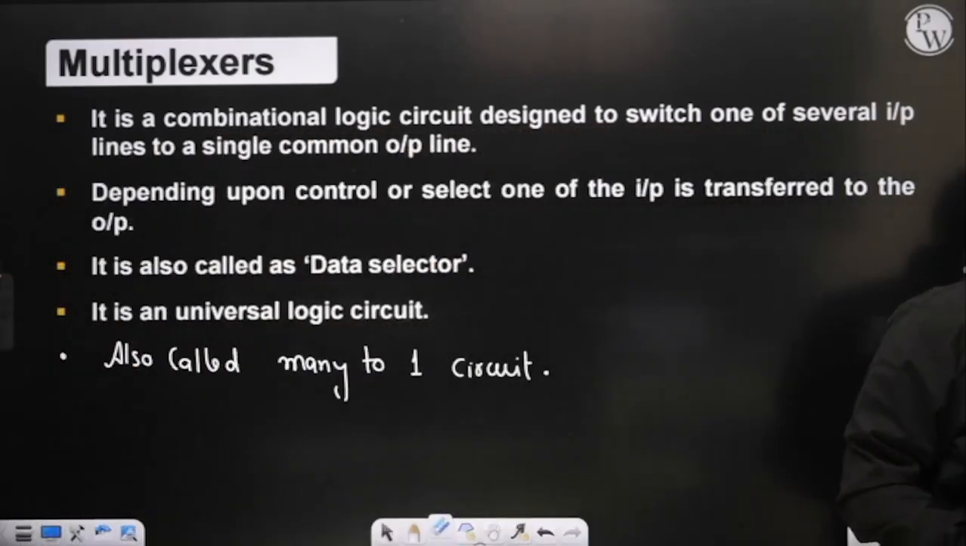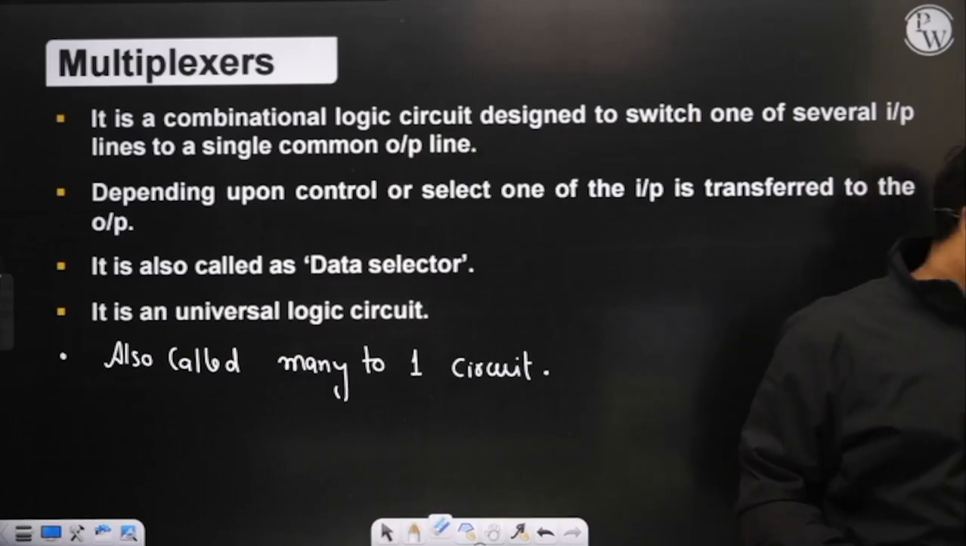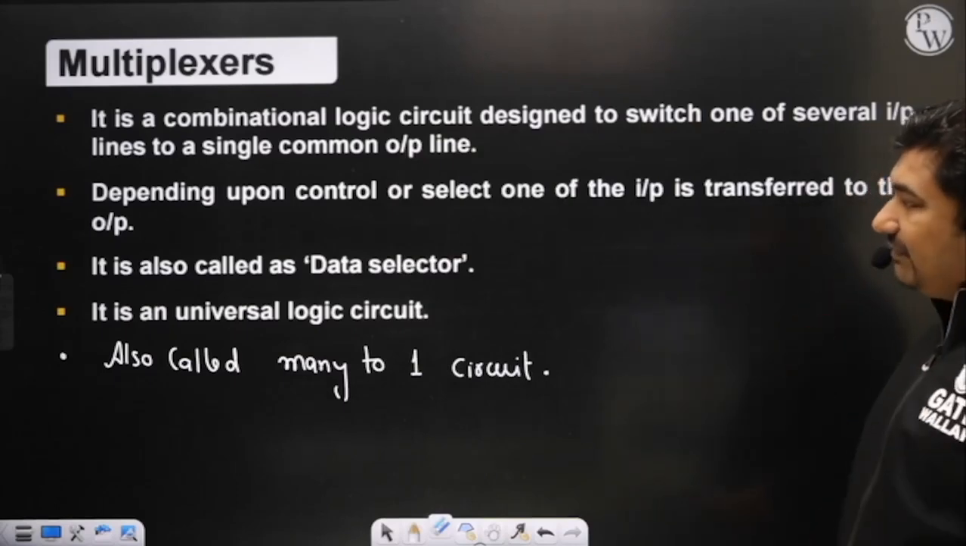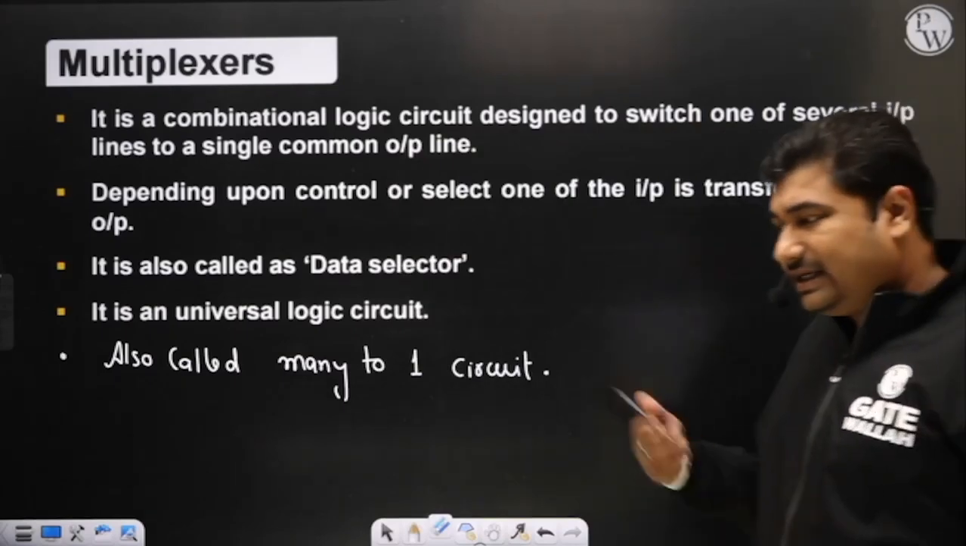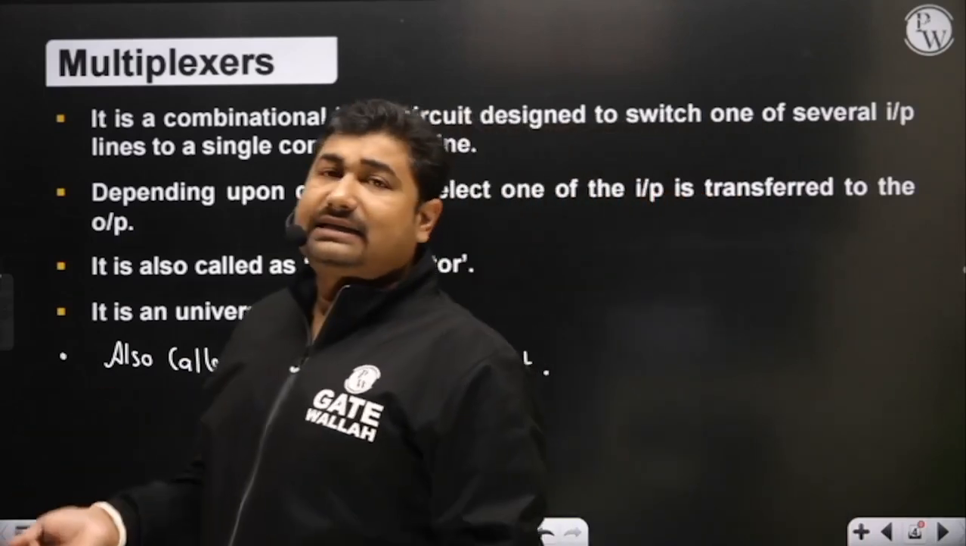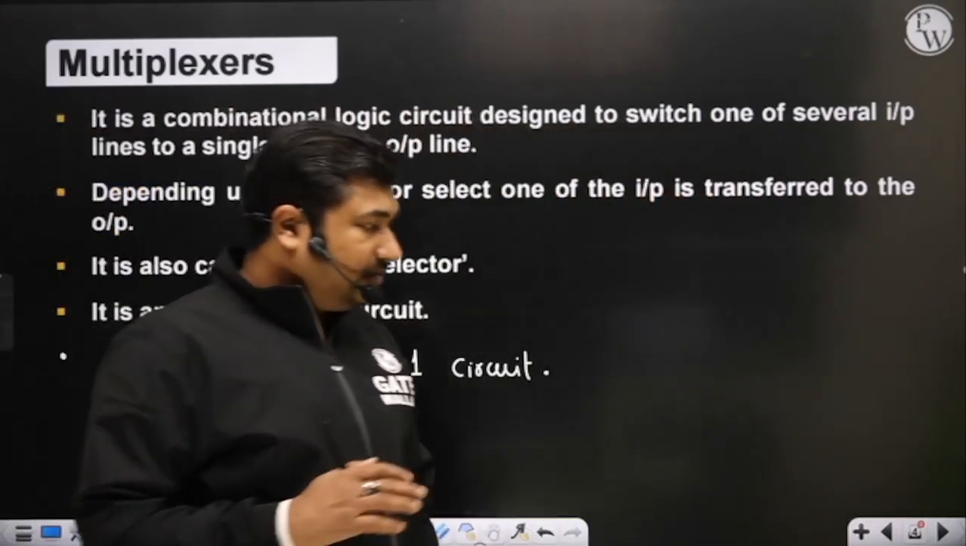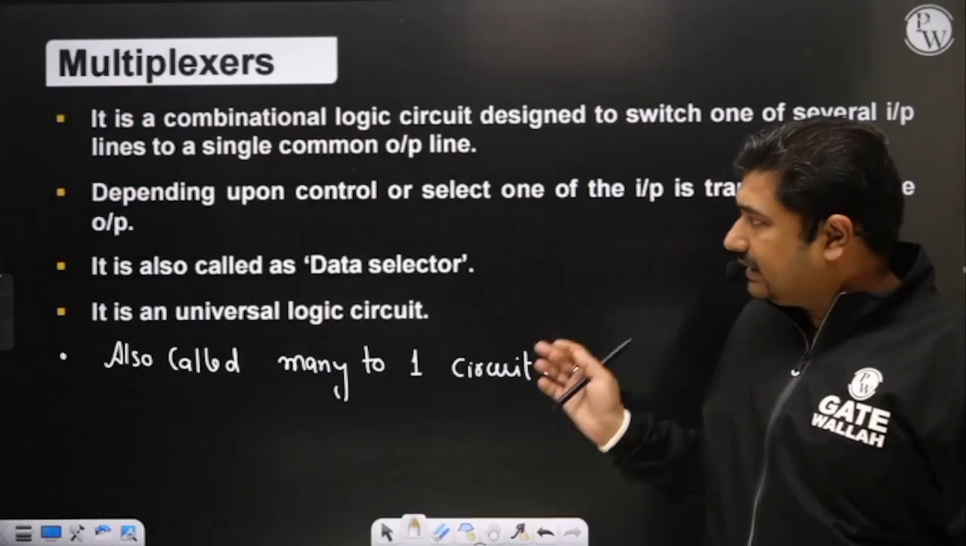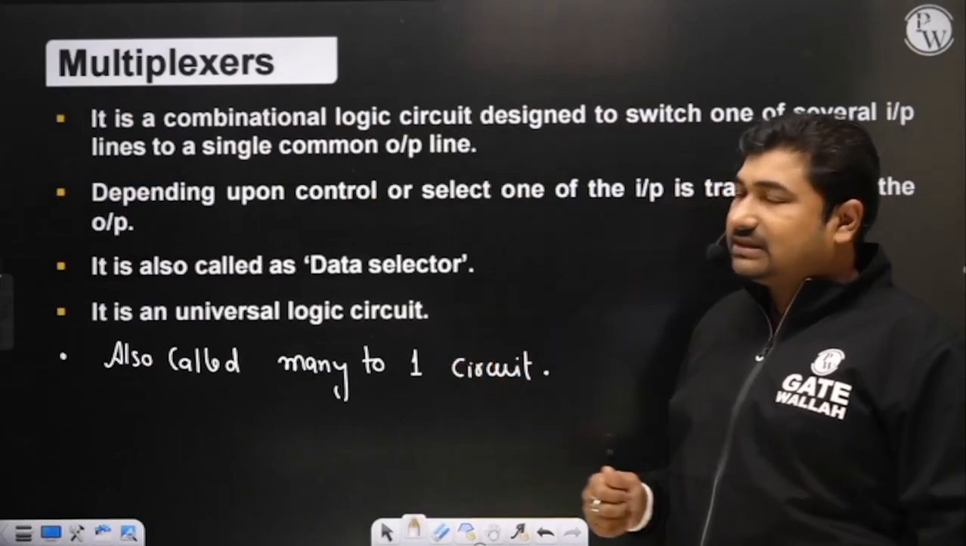Hoping up to this part, everything is clear? Basically, it's a waveform generator, and by generating the waveform, it can act as a frequency changer. But that we will check later on. Let's keep the multiplexer up to this part only.